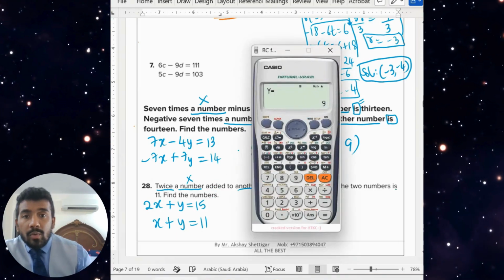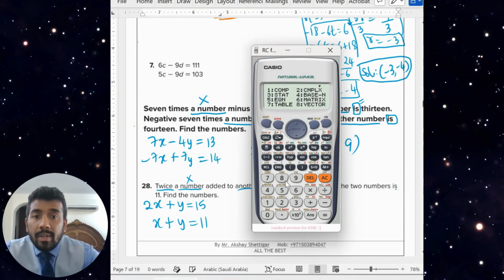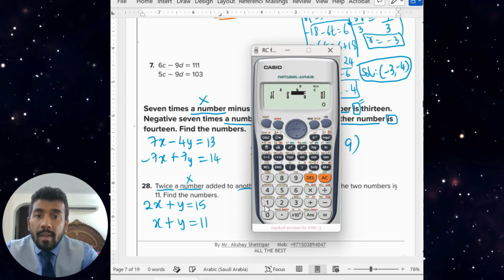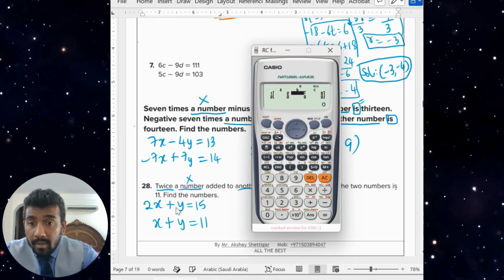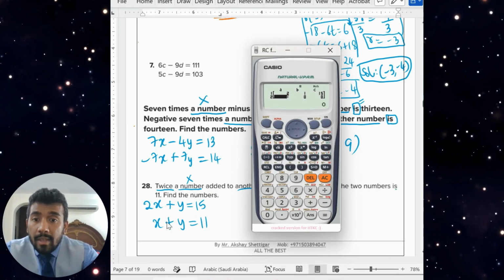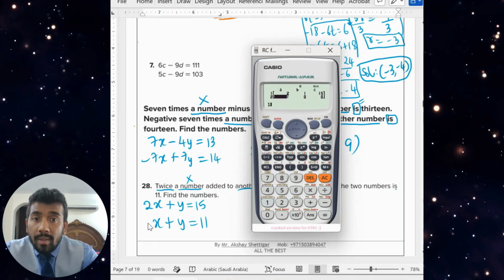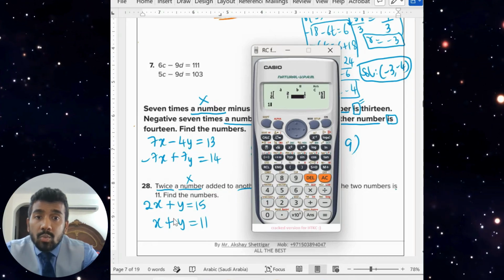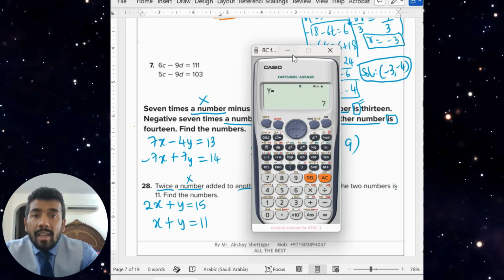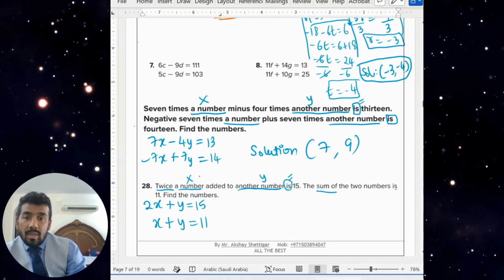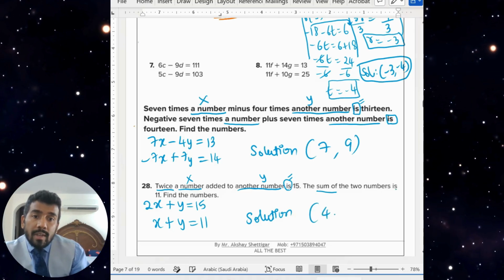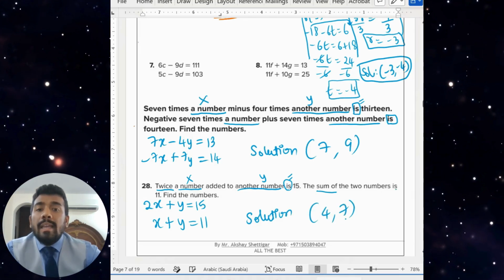Okay. I'll do it for you guys. Mode, 1. What do we put? 2. With y, there is no number, means we put 1. Then you have 15. Then you have x, no number, means 1. Again with y, no number, means 1. And then 11. So what's the answer you get? 4 and 7. So the first number is 4 and the second number is 7. Okay, easy.